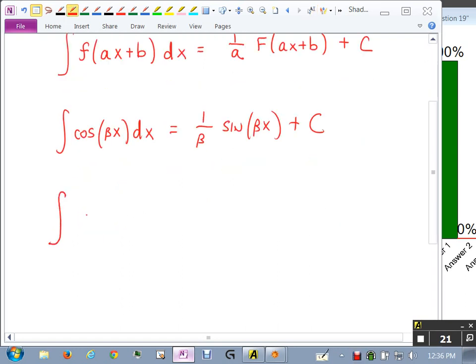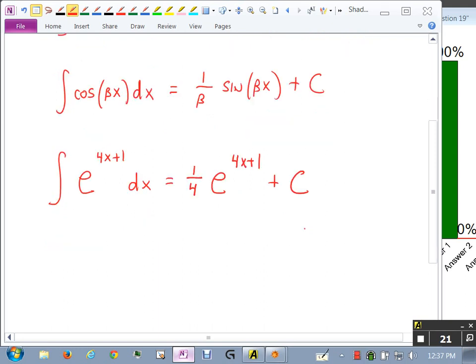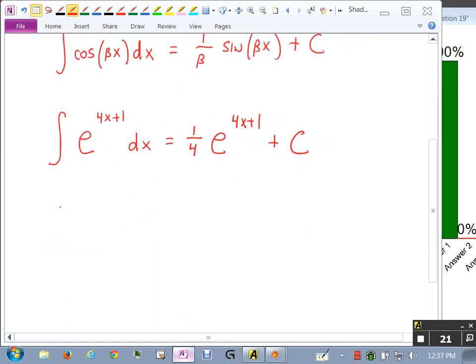Here's another one. The antiderivative of e to the 4x plus 1 dx. Well, e to the 4x plus 1, I know that my little f here is e. What's inside of it is linear, yes? So I know the antiderivative of this, I'm going to have to kill off the 4 that'll come out of this, and then e to the 4x plus 1, because the antiderivative of e to something is itself.